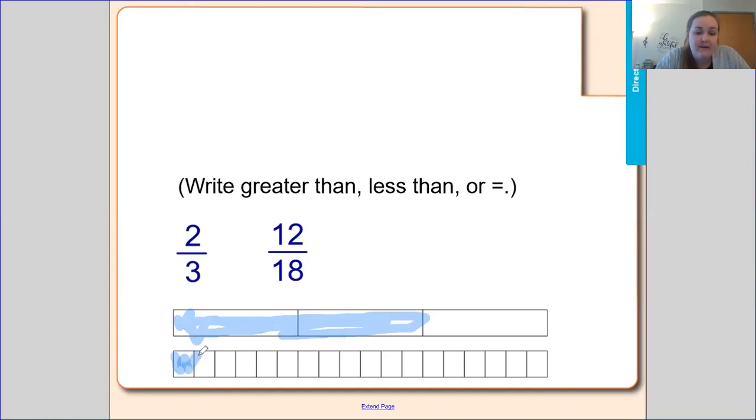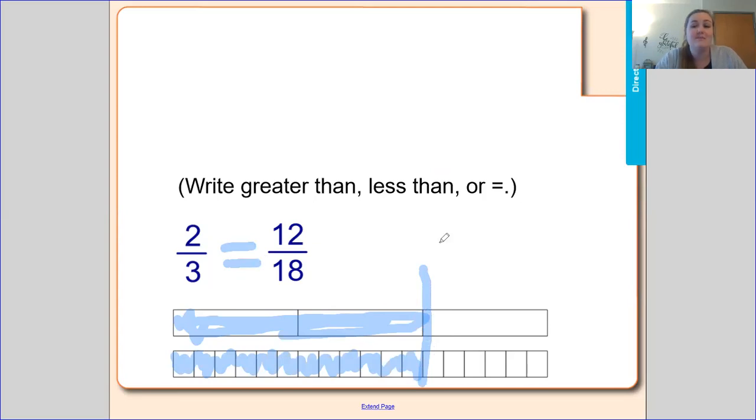So 1, 2, 3, 4, 5, 6, 7, 8, 9, 10, 11, 12. So do you notice that? Do you notice that technically they're the same amount, right? They both stop right there. So I would actually say that 2/3 is equal to 12/18.